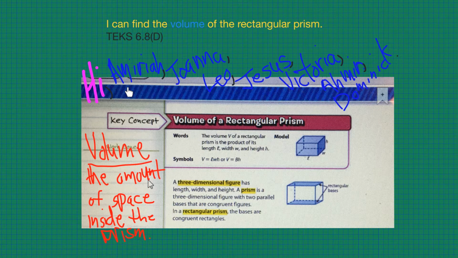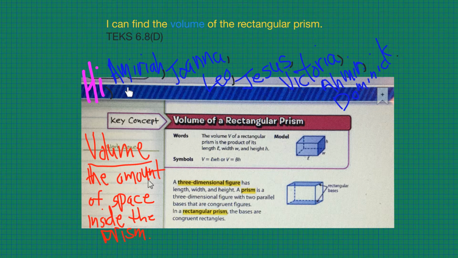A prism is a three-dimensional figure with two parallel bases. Okay, and they're congruent. So there's a base and there's a base. They're parallel. They don't touch, and they're congruent. This is equal to this.